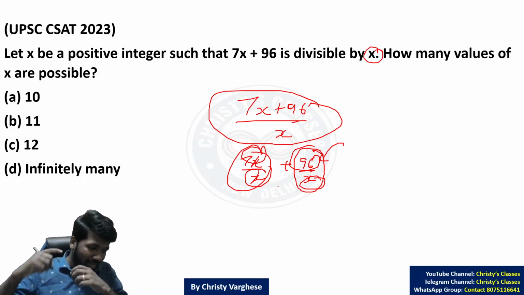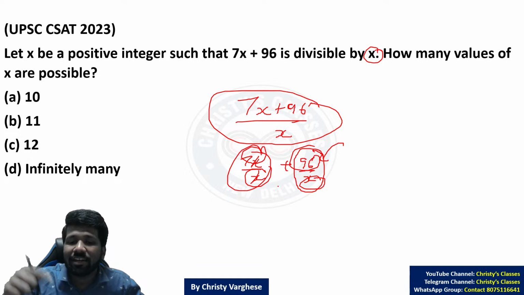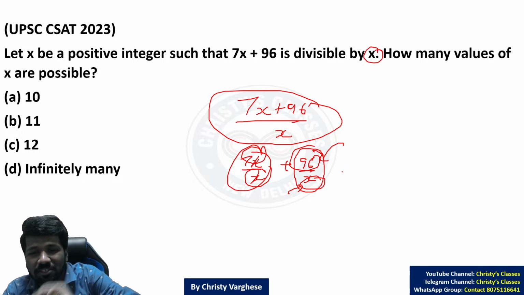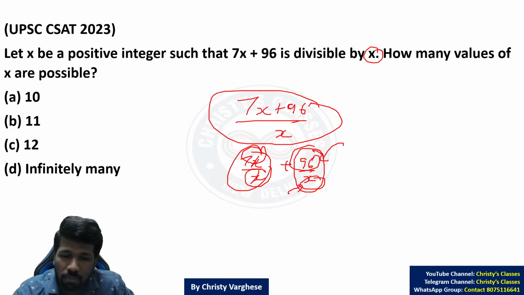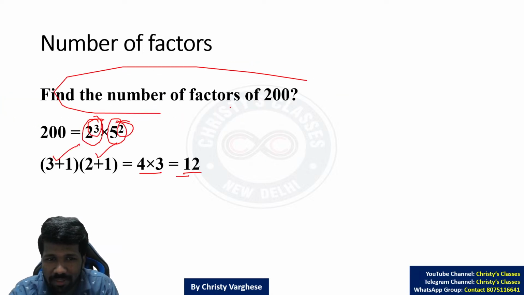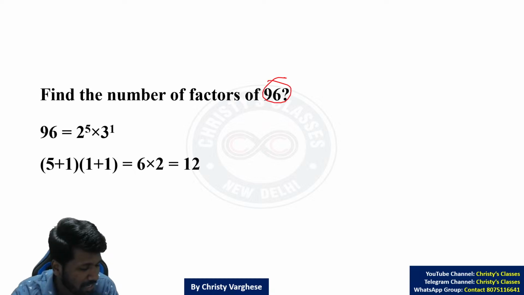When will 96 be divisible by x? 96 divisible by x means x is a factor of 96. Or when all x will be a factor of 96, or what are the factors of 96, how many are there? That is the question. How many factors of 96 are there? That is what indirectly the question is asking. We found that in the previous questions. Instead of those numbers, the question is asking factors of 96.